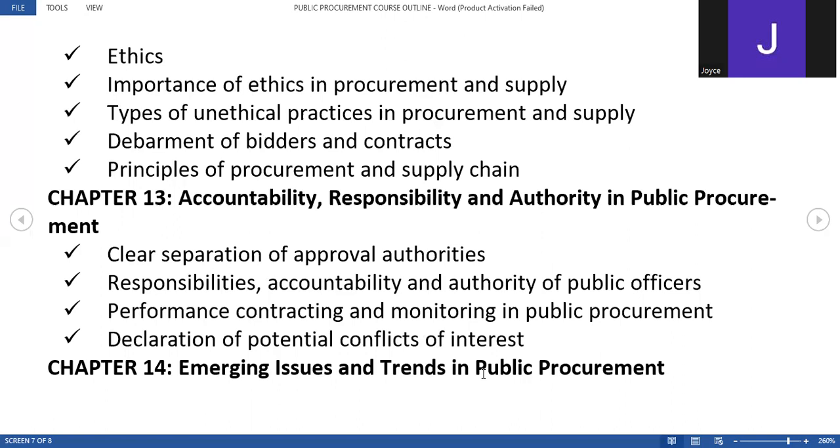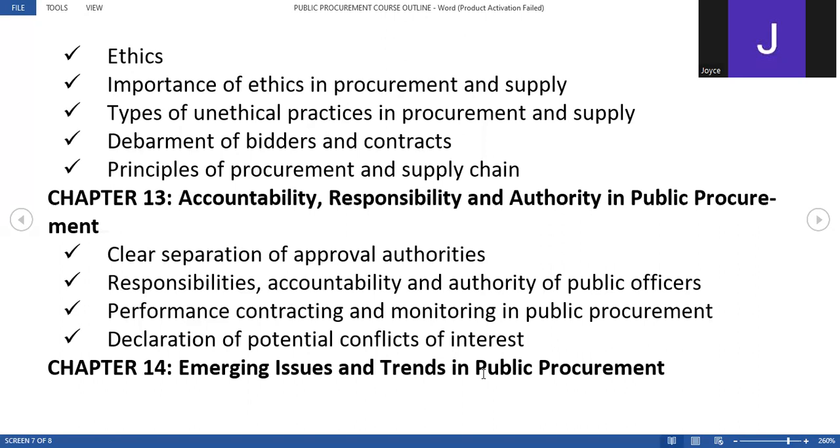Debarment is all about, it's like you don't want a certain bidder to be part of a certain procurement process, maybe because of issues of bankruptcy or issues of corruption and other things.